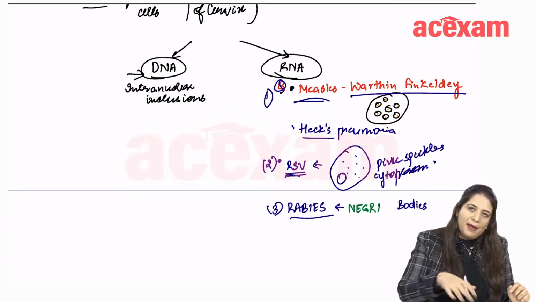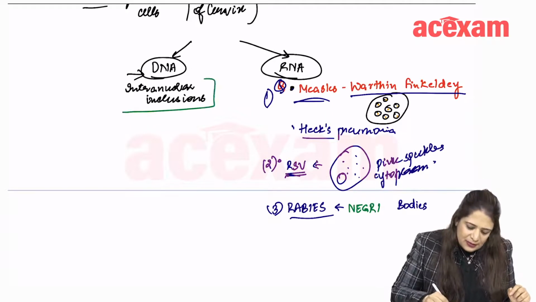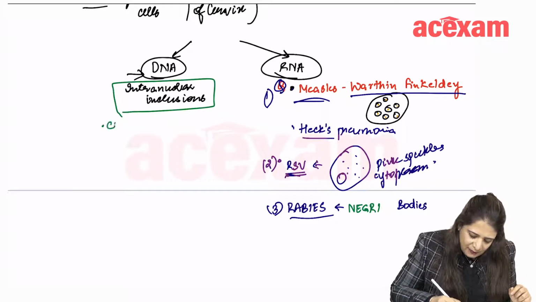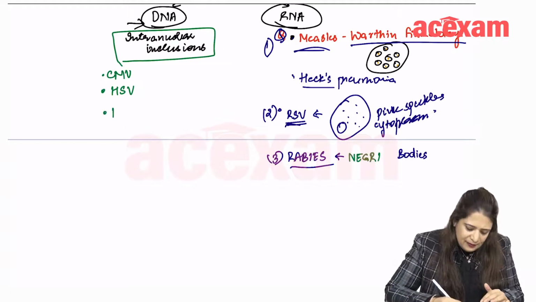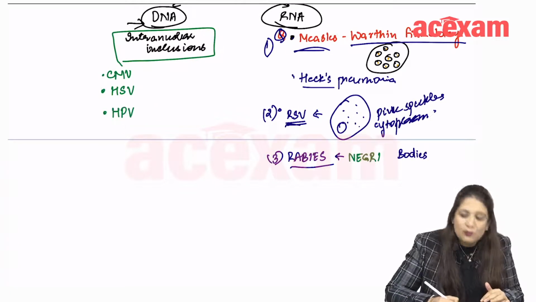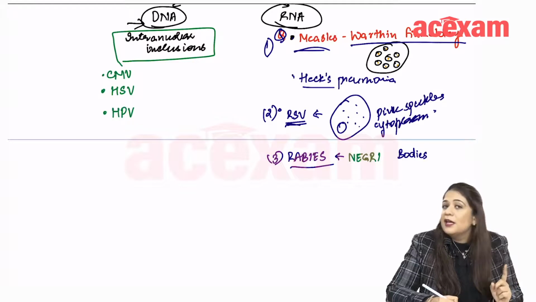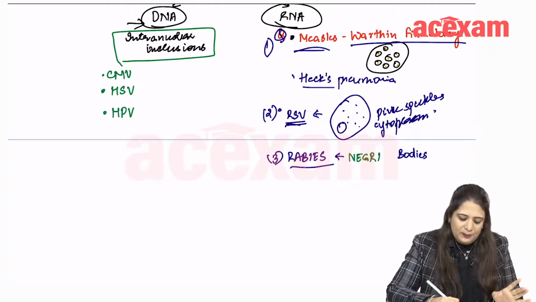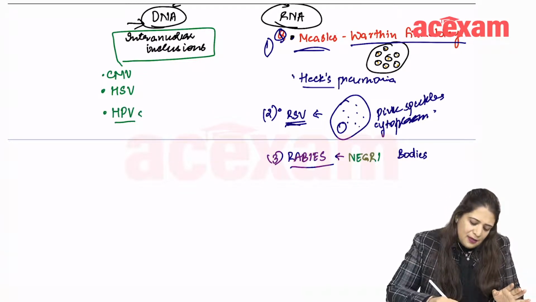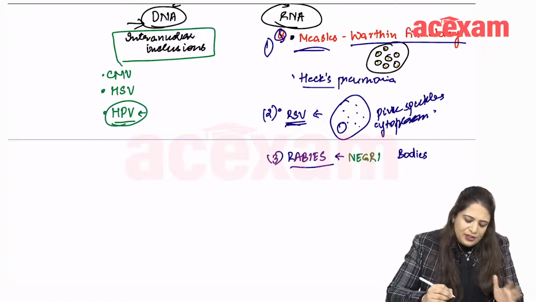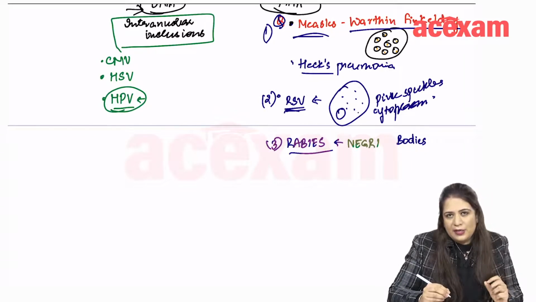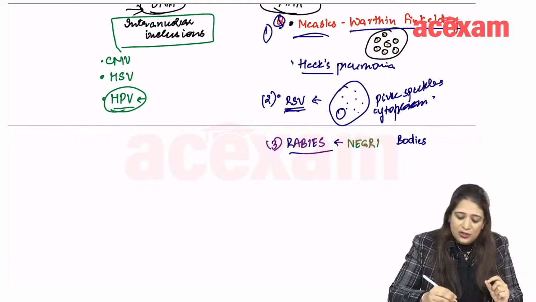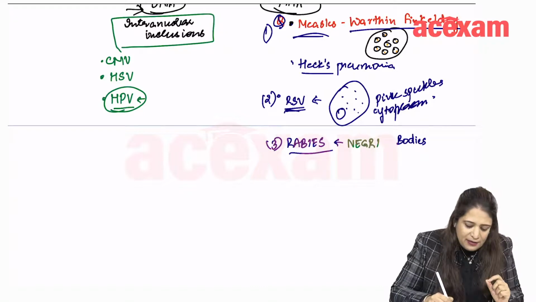Alright. So coming back to the intranuclear inclusions seen in the DNA viruses, we have read about CMV, we have read about HSV. Then what about HPV, human papilloma virus, associated with cervical carcinoma? This HPV virus actually also is not showing any intranuclear inclusions, but it shows very characteristic cytopathic effects.